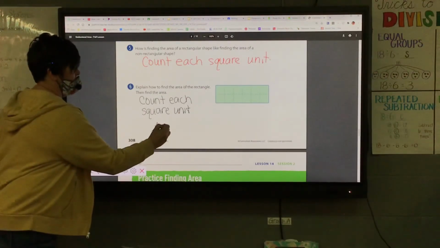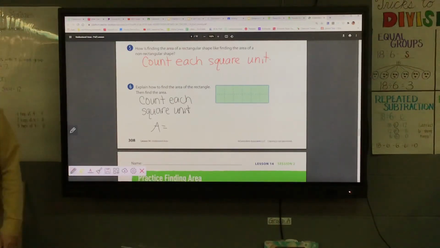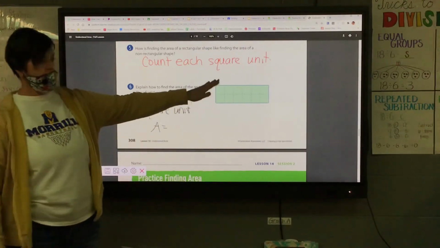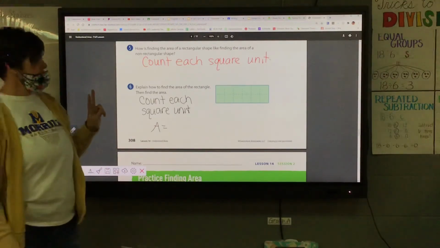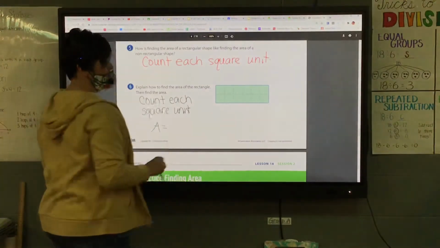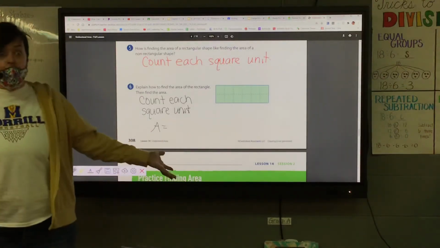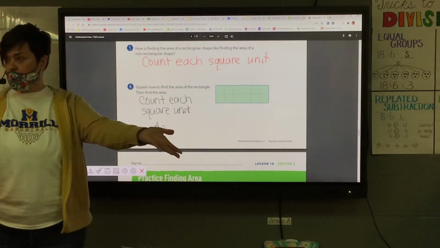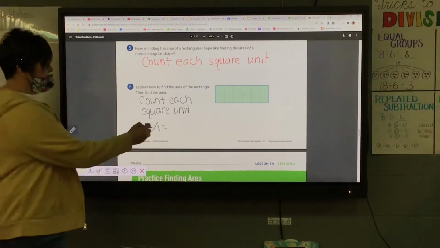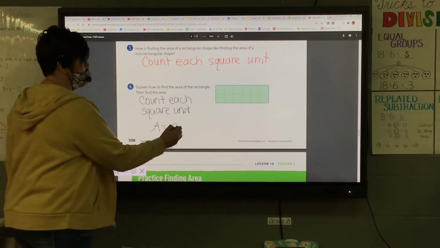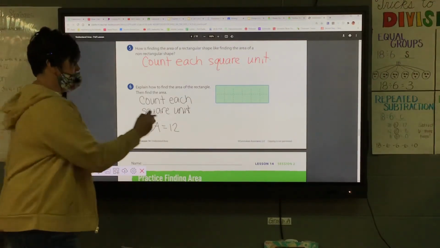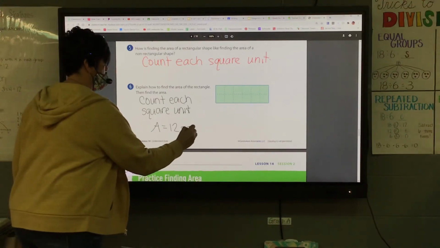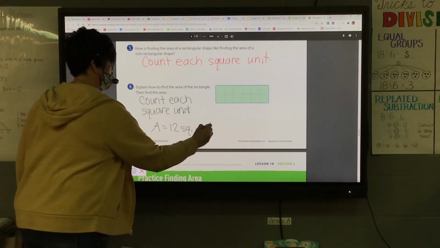So the area equals what? How many rows are in this array? 2. How many? 2. How many are in each row? 6. I know what 2 times 6 is. Do you? Yes. What is it? Wow. So the area equals 12 what? Square units.